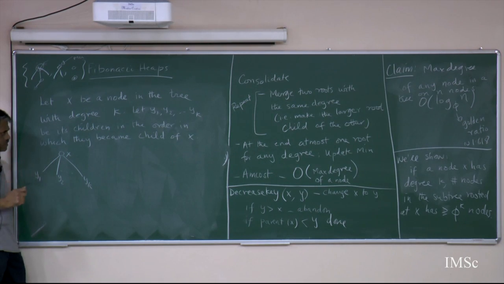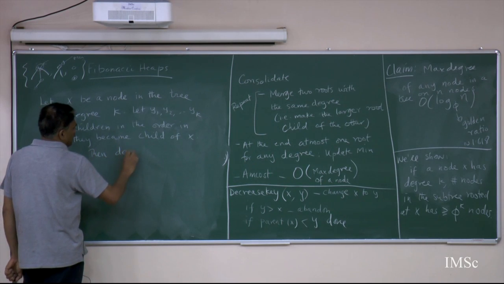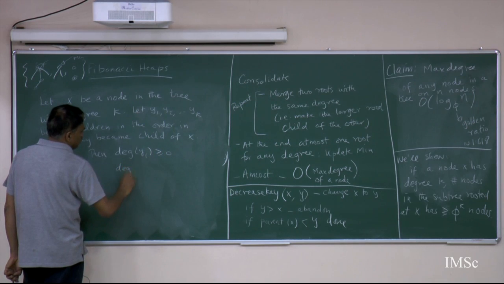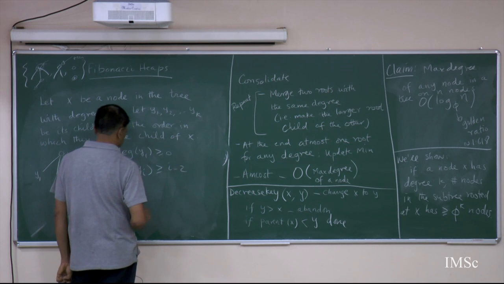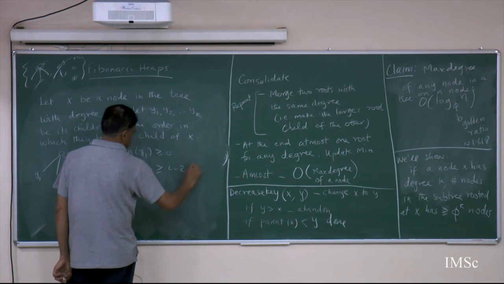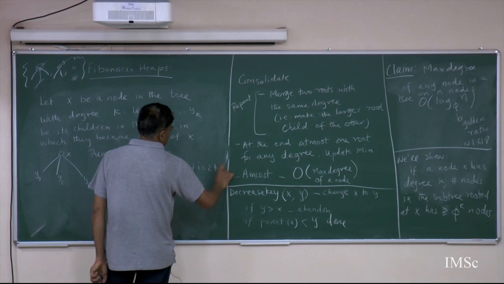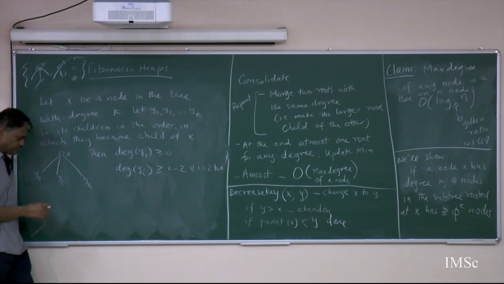I'm going to look at them in the order in which they got attached to x. Then the claim is degree of y1 is greater than or equal to 0, and degree of yi is greater than or equal to i minus 2. This is the claim. Degree of y1 is greater than or equal to 0. Sure, no problem. I'm not saying much here. But look at y2.